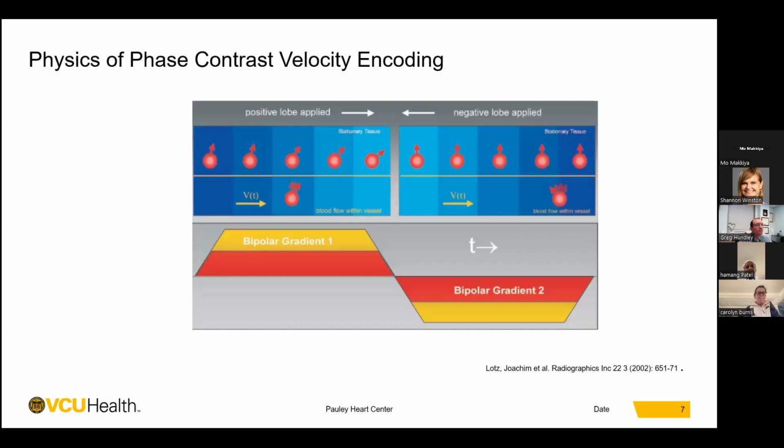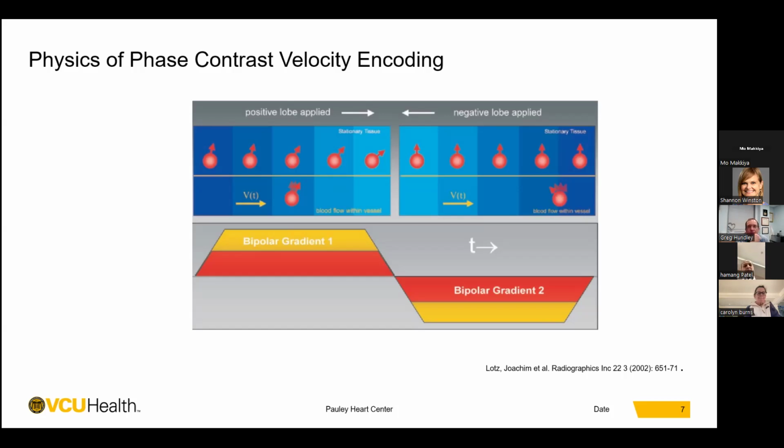So let's talk briefly about physiology. This is a lecture by itself, but I'm going to try to be brief and simplify this. Phase contrast velocity mapping is dependent on proton precession phase. The phase of precession is dependent on the degree and the strength of the magnetic field.